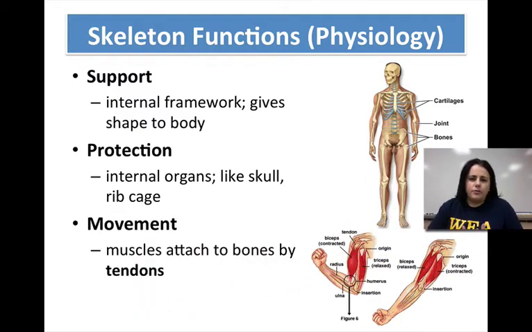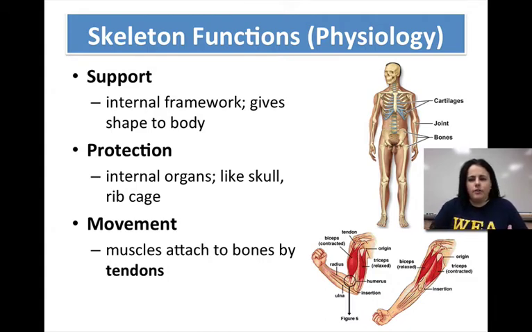And another obvious one is movement. So muscles attach to bones, and they attach to bones through tendons. So when a muscle is connected to a bone, the thing holding them together is a tendon, and we'll talk about tendons more specifically in the muscular system. But when a bone attaches directly to another bone, the piece of tissue that holds them together is called a ligament.